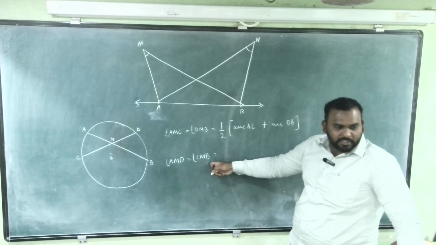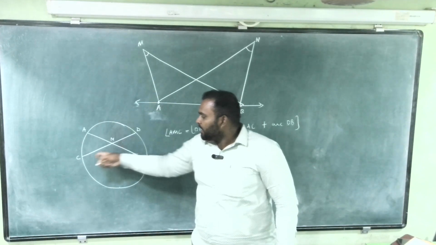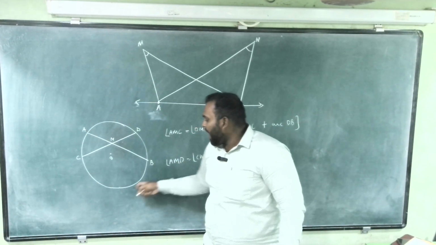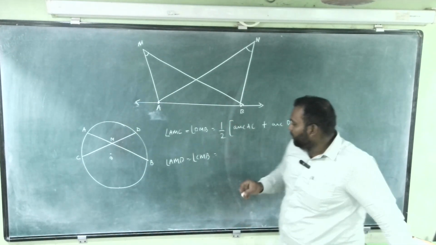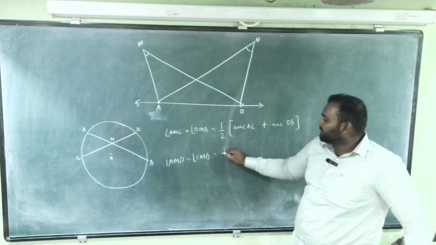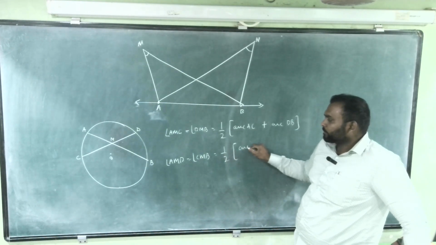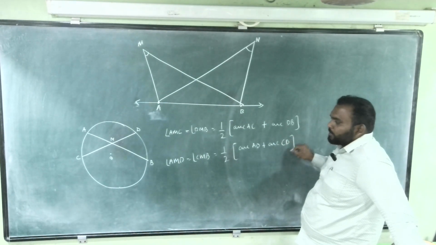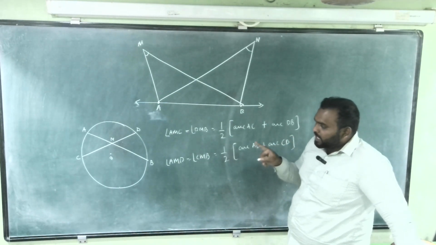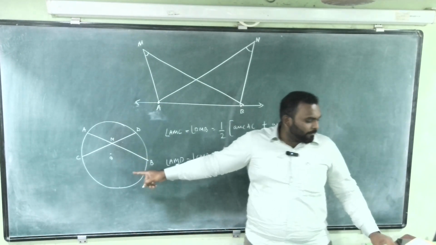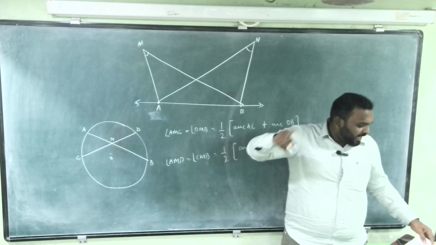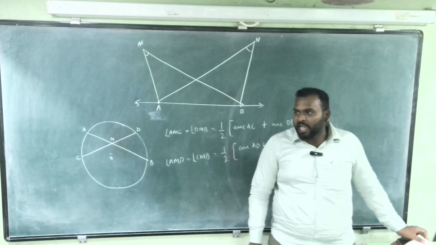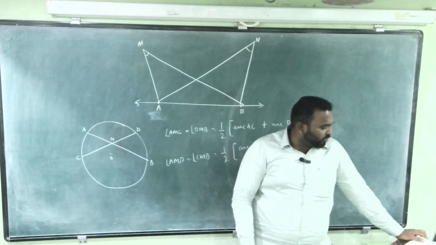The same goes for this. If you look at AMD and CMB, the arc they intercept is AD and CB. Getting? So I will be writing this. The measure of these angles will be half of arc AD plus arc CB. कितना समझ में आया? So ये same इसका सम है, सम नंबर 8. बराबर? वहां पे एक एंगल दिया है, एंगल का मेजर दिया है. Look which angle's measure is given to you.